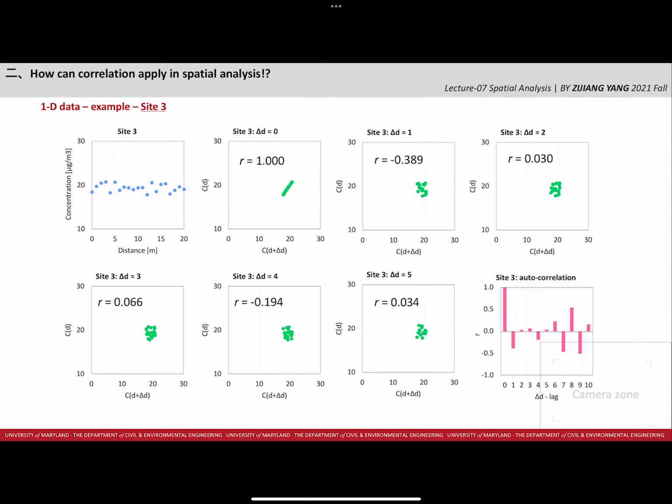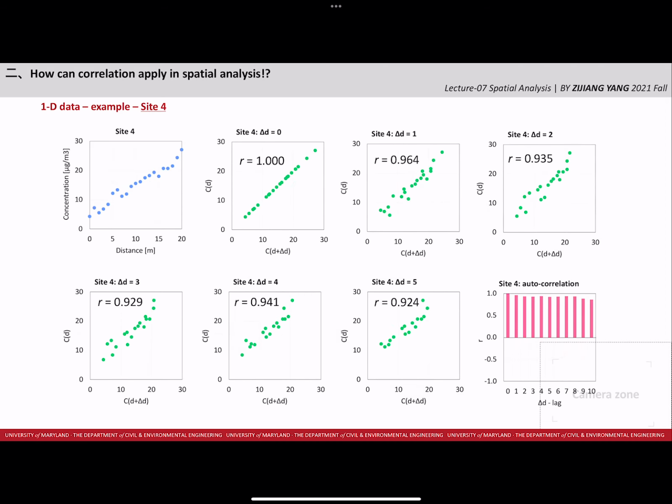Now let's look at site 3. For site 3, it is stable with some small fluctuations. And again, when delta d equals 0, r is 1. Then we can calculate r at different delta d and summarize it here. In general, when delta d equals 0, it is 1. But as delta d increases, the correlation coefficients are relatively small, at a low level. So this is the autocorrelation function of site 3.